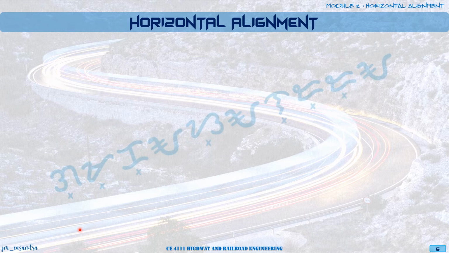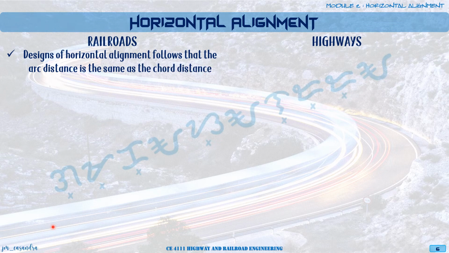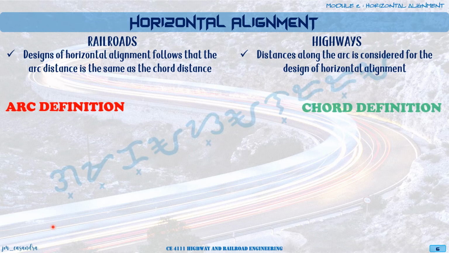Now, for horizontal alignment, we could apply this both for the design of railroads and highways. For railroads, we follow that the design of horizontal alignment will assume that the arc distance is the same or is equal to that of our chord distance. And for highways, it follows that the arc length or the arc distance will be the considering factor in our designs. This being said, we could now say that for railroad design or the horizontal alignments of railroad, it follows the arc definition, and for highways, it will follow the chord definition.